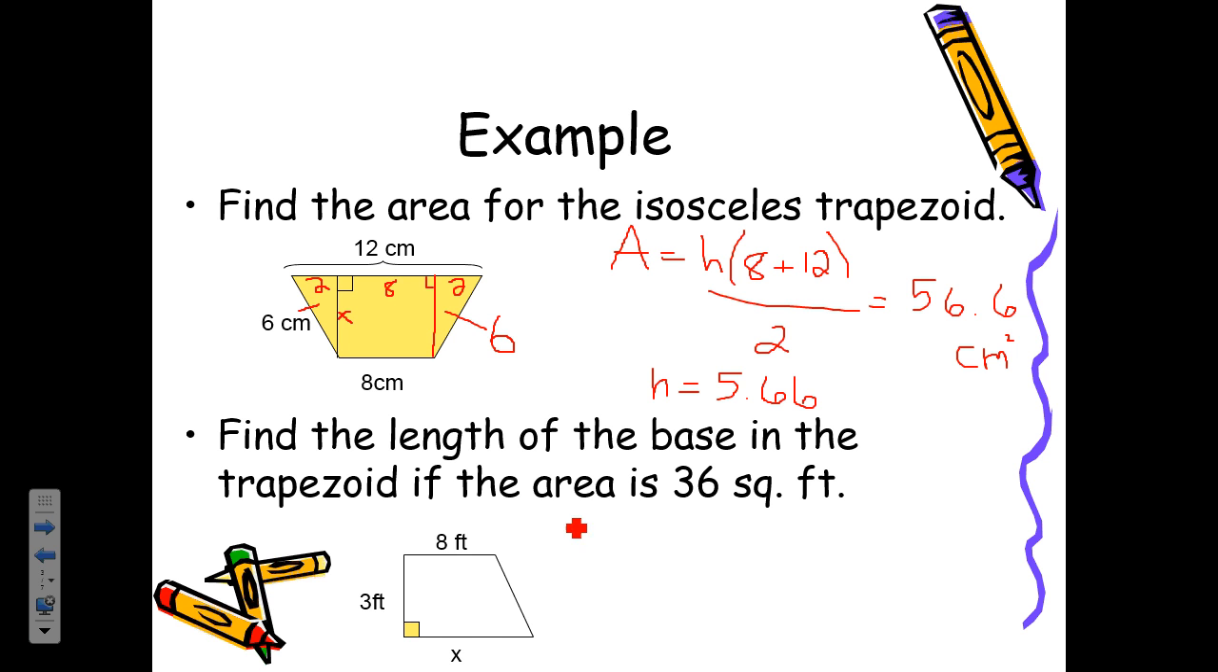Now I want you to try this bottom one. So you have the area being 36 square feet, or feet squared, and then you need to figure out the length of that bottom base. Okay, so plug it into your formula and then just work backwards and come up with an answer, and we'll talk about that tomorrow.